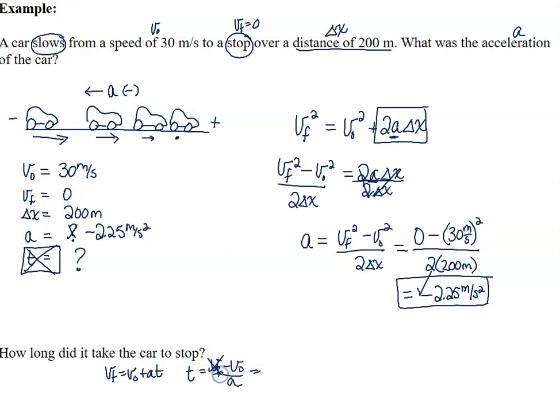That's 0. So minus 30 meters per second divided by negative 2.25 meters per second squared. And that will give me a time of 13.3 seconds. So it took 13.3 seconds to come to a stop. And remember, time is always positive. If you get a negative number for time, you made a mistake.